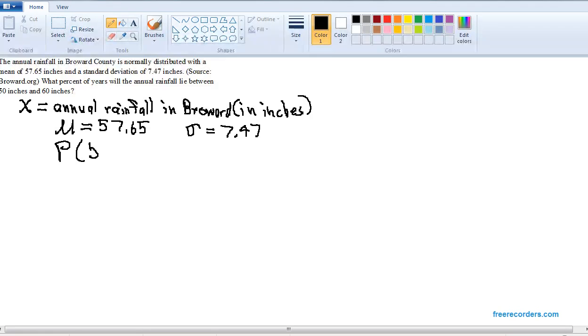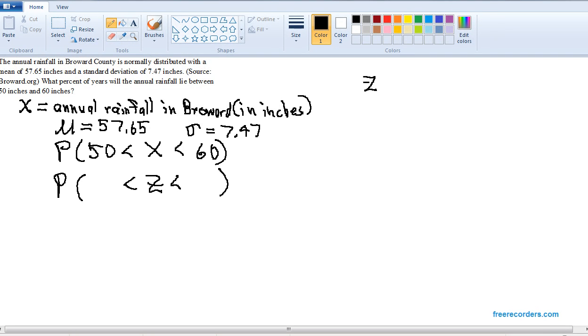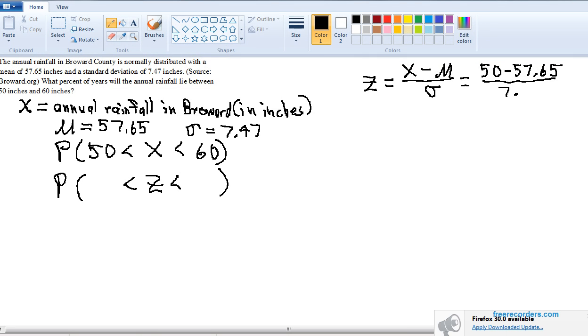Now, this problem is asking us for the probability that the annual rainfall in Broward is between 50 inches and 60 inches. And to use our table, we need z-scores. So, the way you convert these x values into z-scores is by using the formula: subtract the mean, divide by the standard deviation. That will give you a z-score. So let's take 50 and convert it to a z-score by subtracting our mean and dividing by our standard deviation.